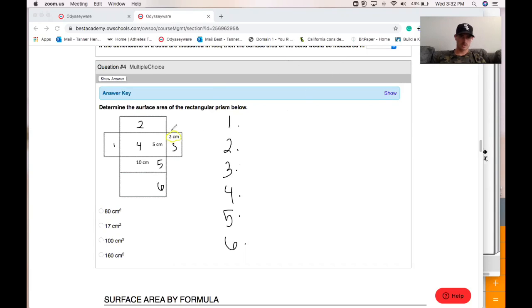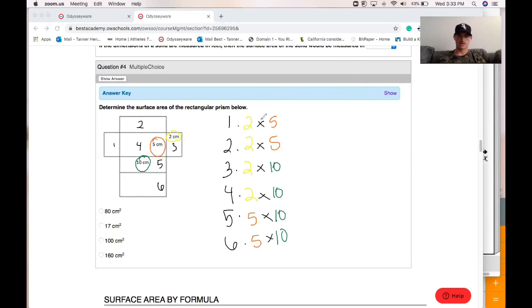We'll use yellow. Write each number 4 times. So we got 2, 2, 2, 2. Next one, we'll go 5, 5, 5, and 5. And last one, we got 10 4 times. 1, 2, 3, 4. In between them, once we have all the numbers, we're going to multiply across.